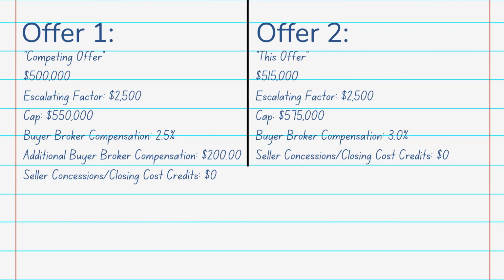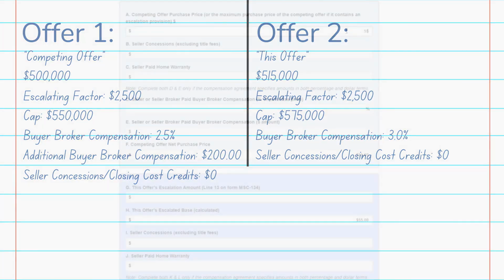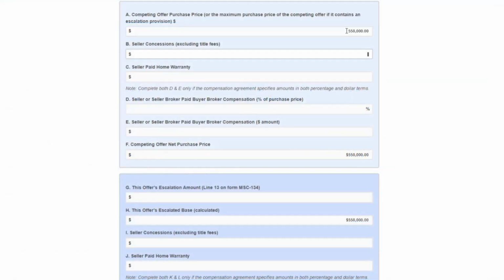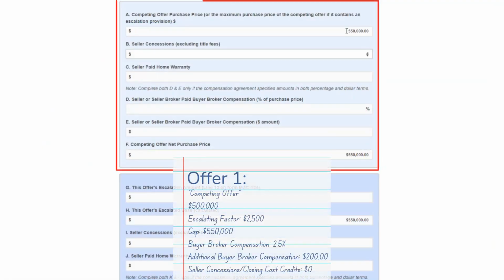Starting amount is $515,000. Escalating factor is $2,500. The buyer's cap on this offer is $575,000. Buyer broker compensation is 3%. No seller concessions. Okay, let's plug in the figures from offers 1 and 2 into the calculator. See if you get the same results as we do.